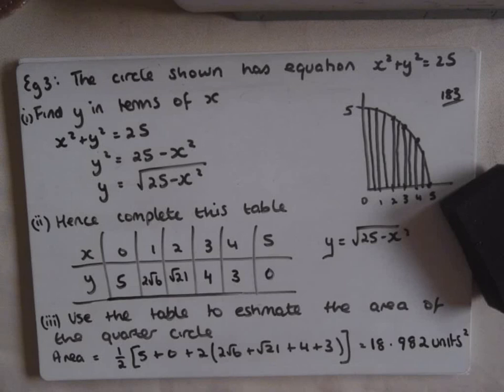Root 21 plus 4 plus 3. Throw that straight into your calculator. Okay, 1 over 2. Bracket 5 plus 0 plus 2 bracket. Okay, so you're just filling in root 21 plus 4 plus 3. Close that bracket, close the second bracket, and you get 18.982 units squared because it's area. More accurate answer. Okay, so the smaller the interval, the more accurate your answer will be.